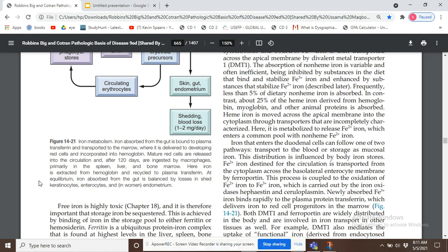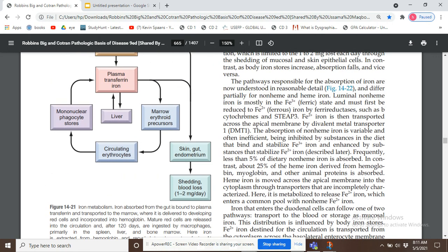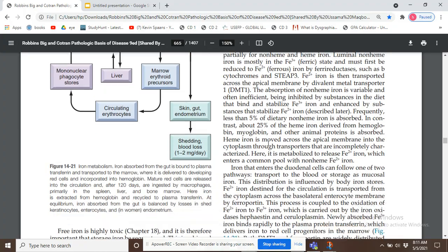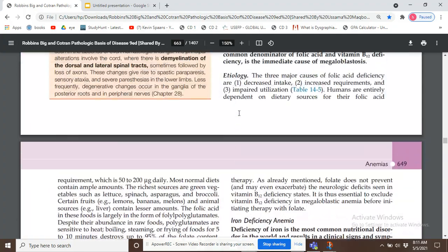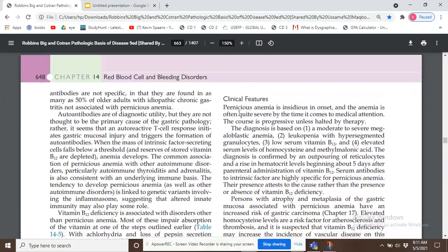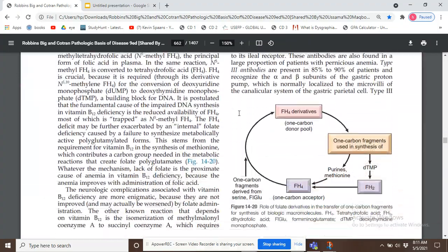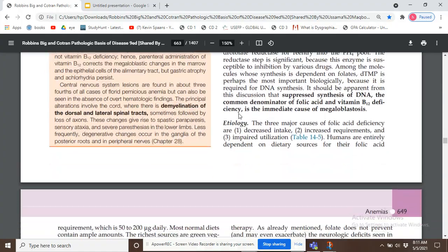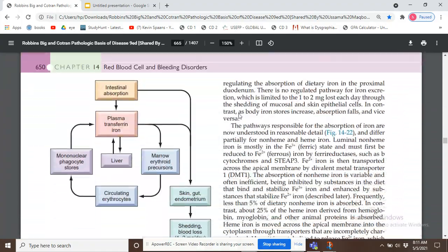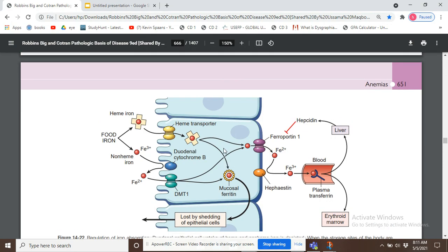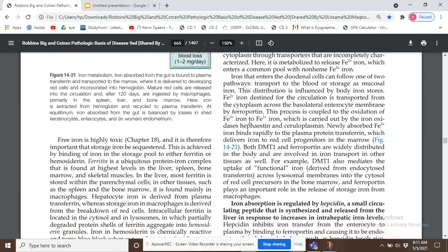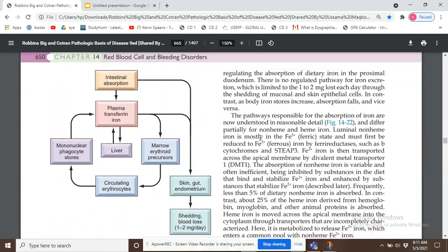Now, this whole paragraph is talking about this diagram. Let me read it out.